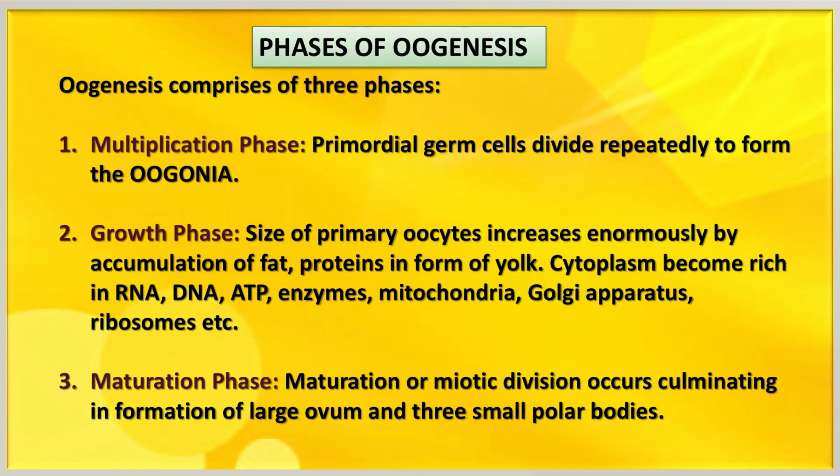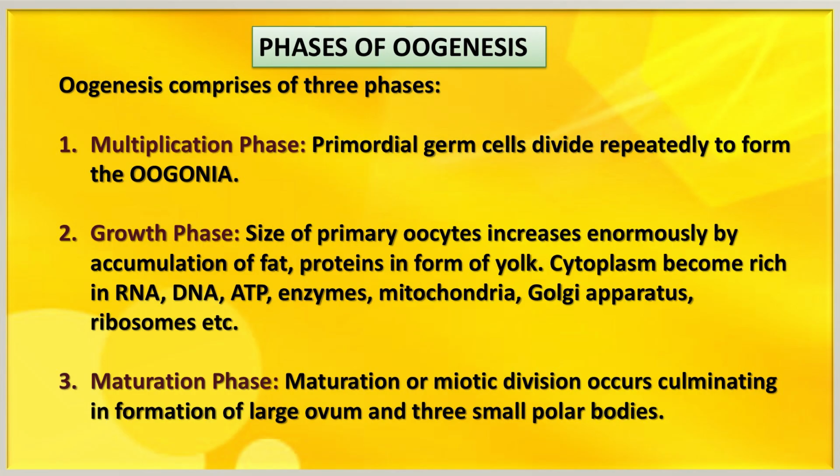Now, what are the different phases? If we come to the phases of oogenesis, as we had different phases in spermatogenesis, there are the multiplication phase, growth phase, and maturation phase. The same three basic steps are there in the development of this cell. In the multiplication phase, the primordial germ cells that have migrated will divide repeatedly to form the ogonial cells.